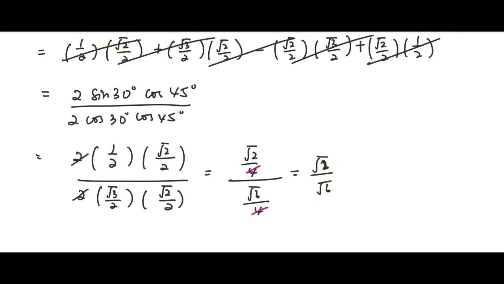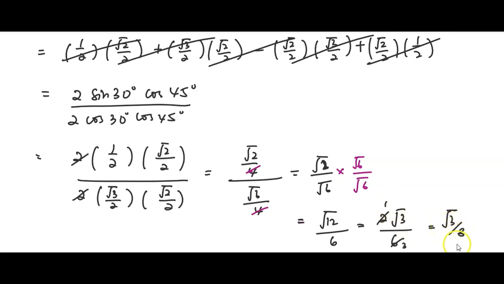In order to simplify this, I'm going to multiply numerator and denominator by root 6. I have root 12 divided by 6. And the root 12 can be written as 2 root 3. Okay, and divided by 6, by cancelling, simplify the 2 and the 6 here. Finally, I got root 3 over 3, which equals your right hand side.